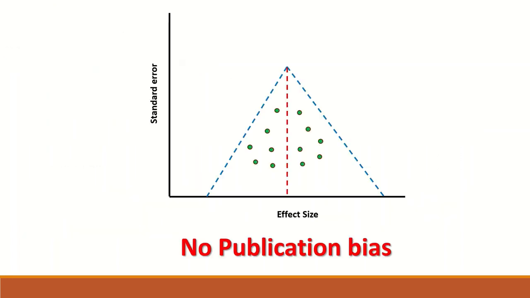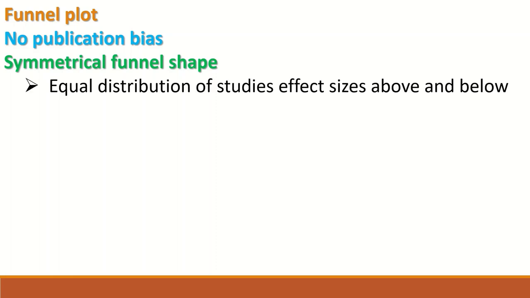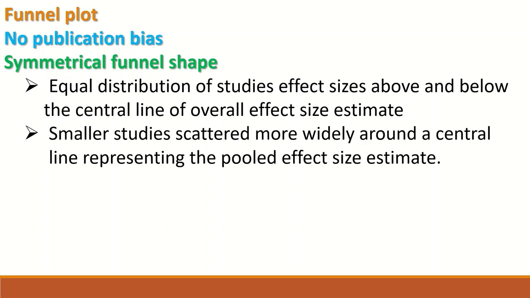as selective exclusion of certain studies can affect the overall pooled effect size. So when there is no publication bias, the distribution of the effect size for each individual study is equal from the right section to the left section. So there is symmetry. So when there is no publication bias, there is a symmetrical funnel shape in which there is equal distribution of study effect sizes above and below the central line of the overall effect size estimate. So smaller studies are scattered more widely around the central line, representing the pooled effect size estimate.